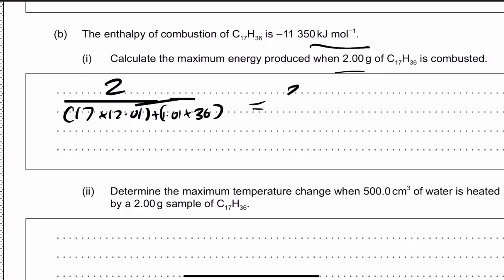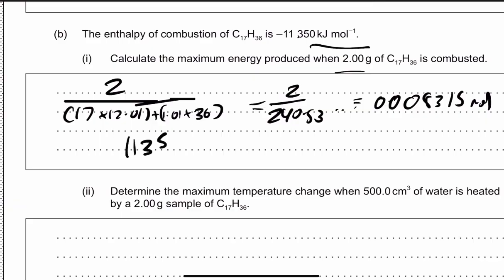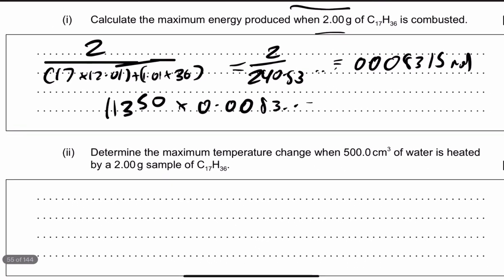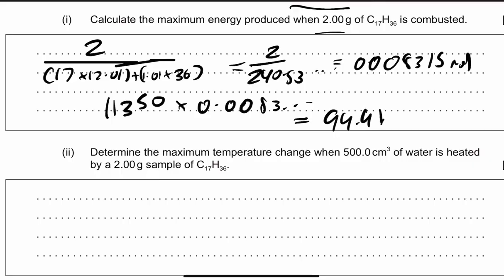That gives us 2 over 40.53, and so 0.008315 moles. That's our number of moles, and we know that this enthalpy is the energy if we had 1 mole. So essentially we're just multiplying 11,350 by our moles, 0.0083, which gives us 94.4 kilojoules.